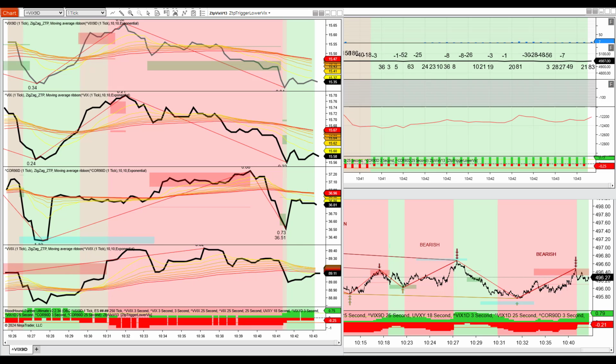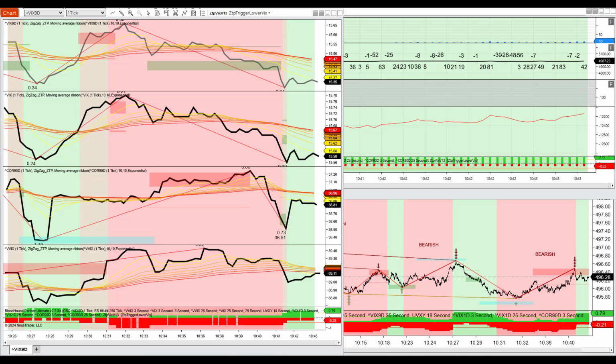Again, the Delta Strength ticker is showing more buys than it is sells. You can see the cumulative delta below it also creeping higher.